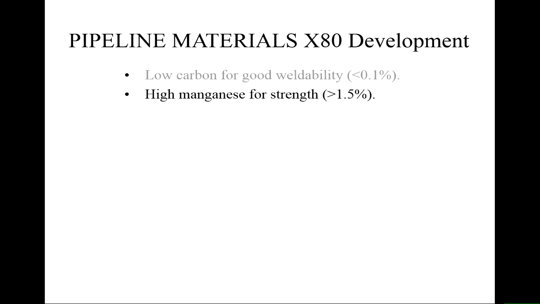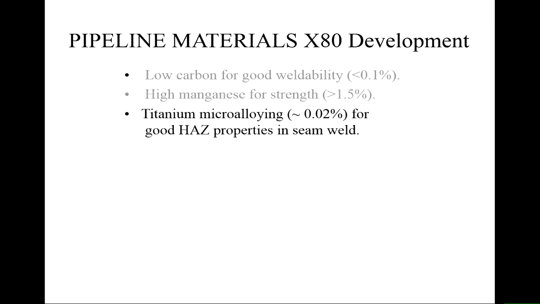Well, it's got now quite low carbon content because we want good weldability. It's got quite high manganese content because we want good strength, and that helps to deal with the sulfur and these other impurities. There's titanium microalloying at a very low percentage, 0.02%, and this is used for getting good heat affected zone properties around the weld, particularly in the seam weld along the length of the pipe.